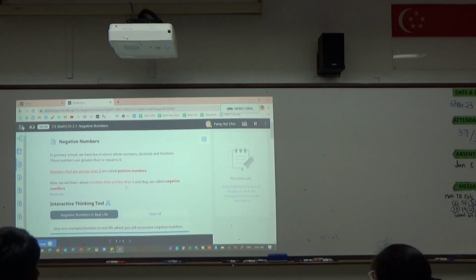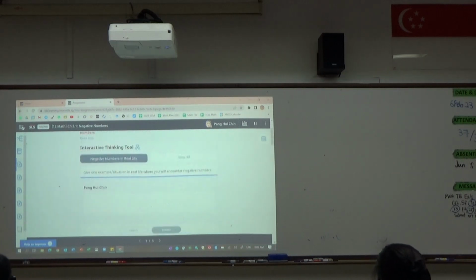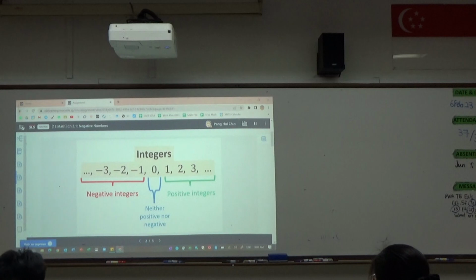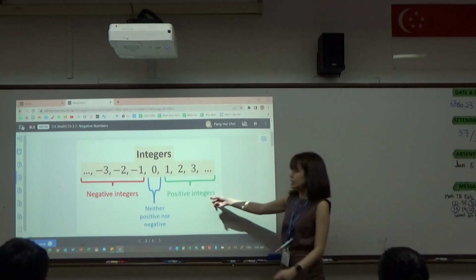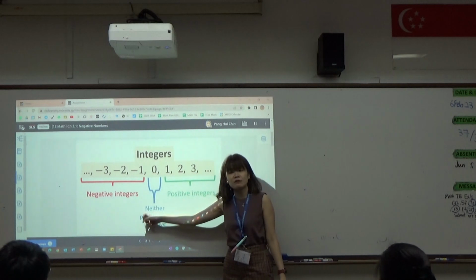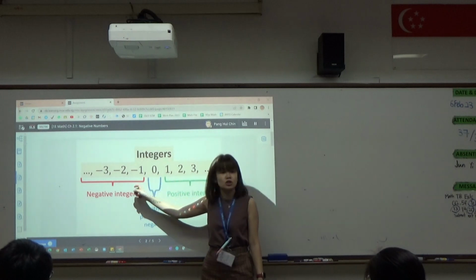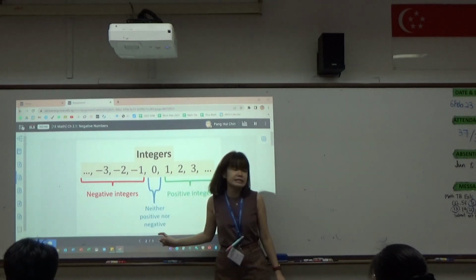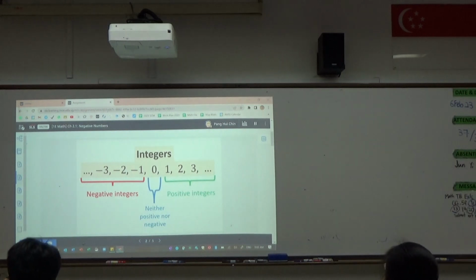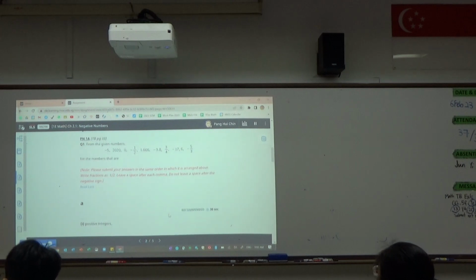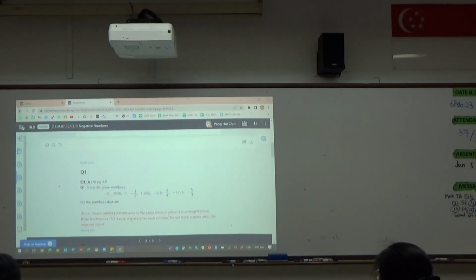The first one is regarding integers. Last time in this lesson, for integers, I want us to be very clear that 0, while it is an integer itself, is not positive and not negative. Because I see that many of you chose 0 as a positive integer. So that's something to be careful about. When you see such a question, you need to be clear that 0 is not a positive integer, neither is it a negative integer.